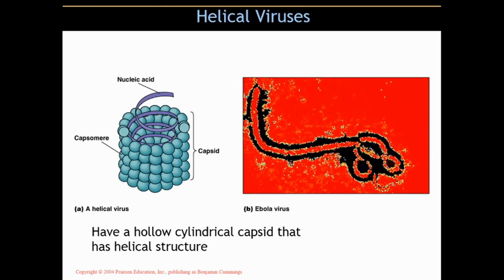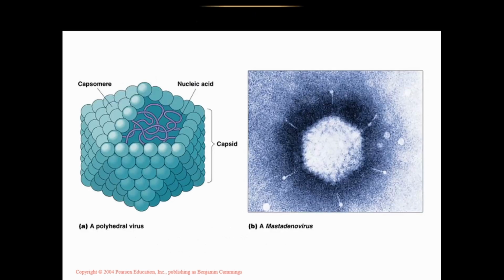We're going to look at basic shapes of viruses. There are viruses that are helical, so they have a hollow cylindrical capsid that has a helical structure, and the nucleic acid is wound up inside of it, like the Ebola virus. Ebola is a helical virus.